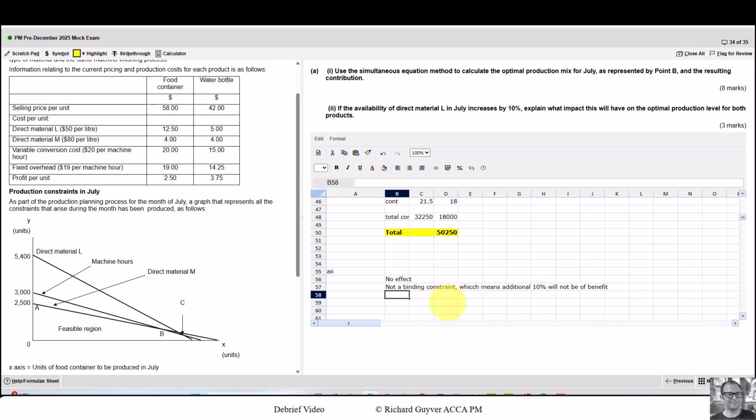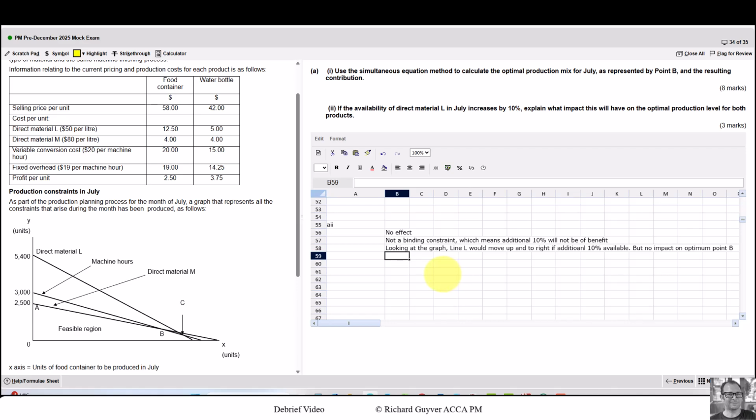So what could we do to get a third mark or another mark definitely? Well, I would probably talk about the graph, because what I'm doing is then showing the examiner I understand the graph and I can explain it. So then I would say, looking at the graph, line L would move up and to the right if an additional 10% was available, no impact on optimum point B. So I feel I've definitely got 2 marks. There may be the third mark there, but I want to be sure. If I've got time, I want to see if I can get as many marks as I can.